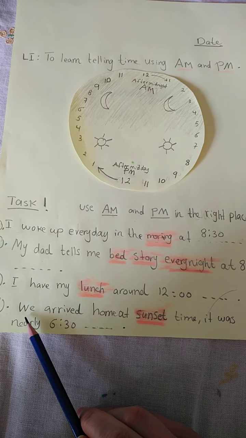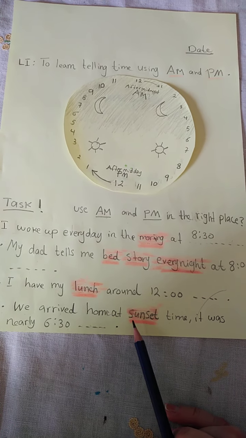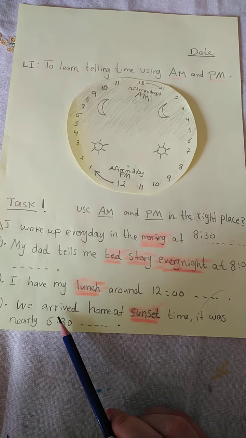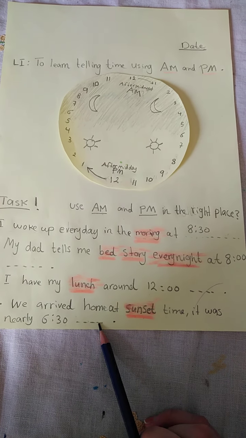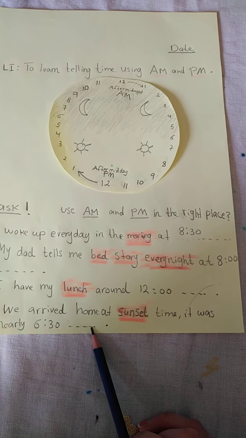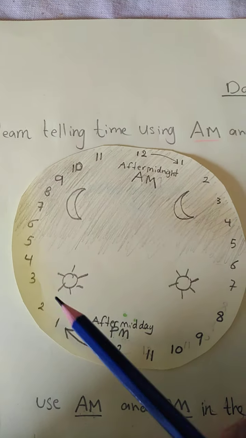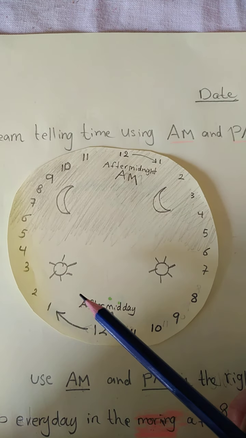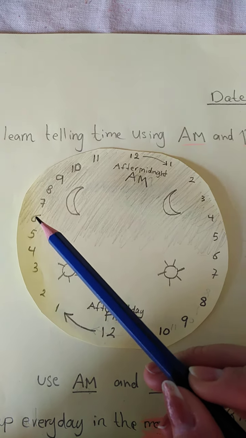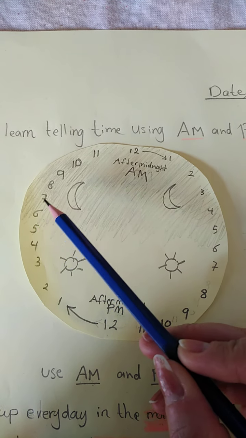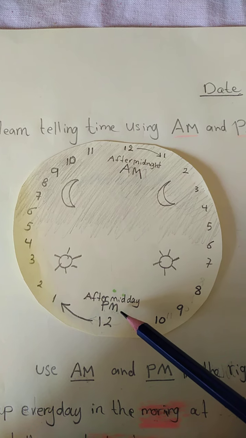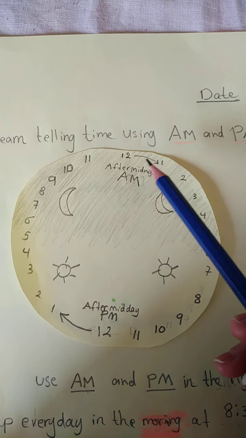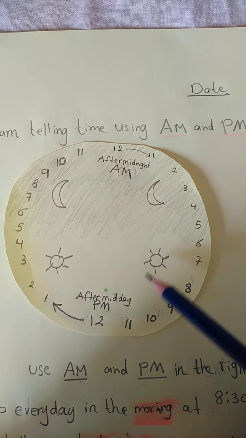Number 4. We arrived home at sunset time. It was nearly 6:30. Is it AM or PM? Remember, where is sunset? This is our sunset. So they arrived at 6:30. Remember, after midday is going to be PM. And if it's after midnight, it's going to be AM.